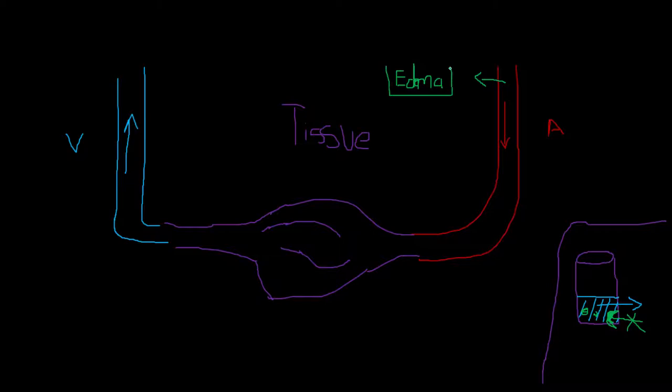So picture this. You have some proteins that are accumulating here. You have cells that are accumulating here. So what is going to happen is that the osmotic pressure within the tissues is going to be high.